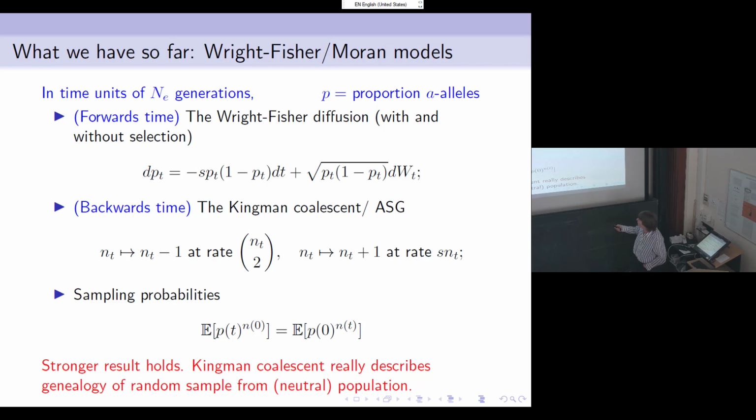So, said somewhat more succinctly, for the ancestral selection graph, the probability that all individuals that I sampled now from the population are of type little a is the probability that all the individuals in my ancestral selection graph, if I cut off at any particular time, are of type little a.